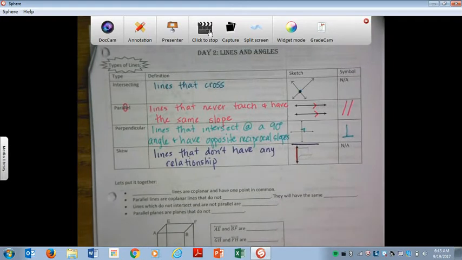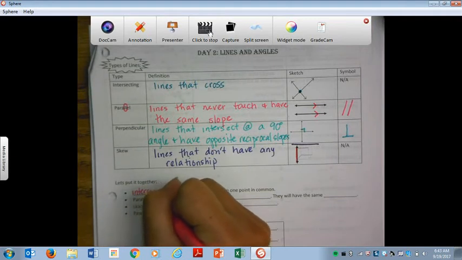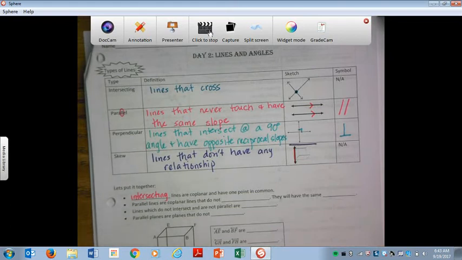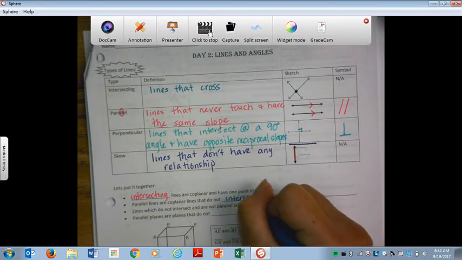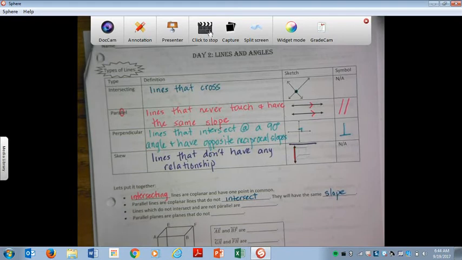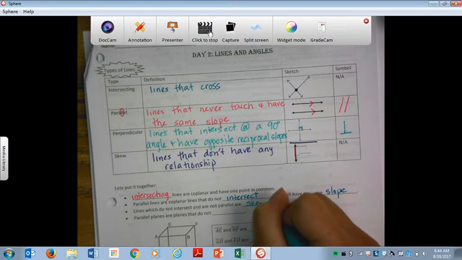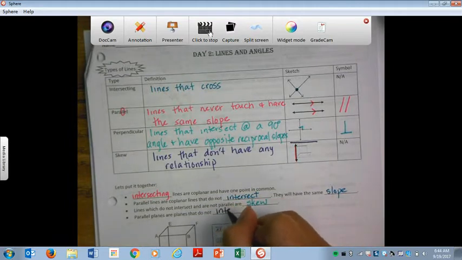All right, let's put it together. So, intersecting lines are coplanar and have one common point, which is the point of intersection. Parallel lines are coplanar lines that do not intersect, and they will have the same slope. Lines which do not intersect and are not parallel are skew, okay? And parallel planes are planes that do not intersect, okay?